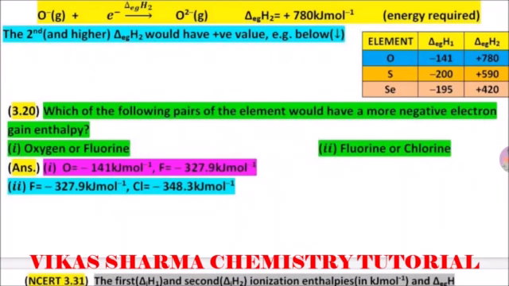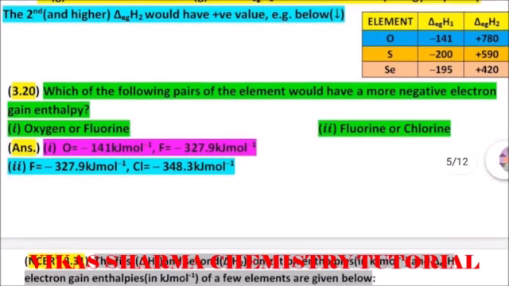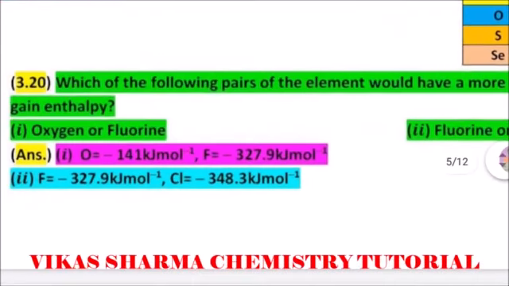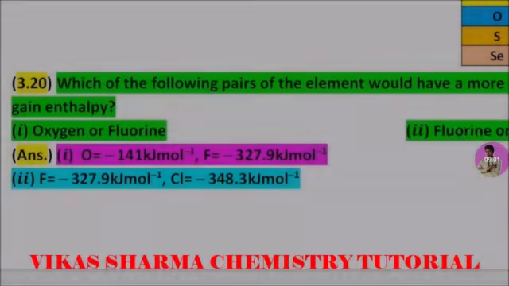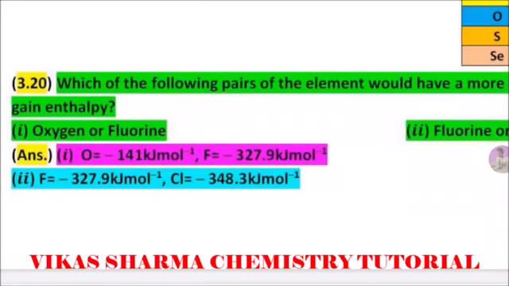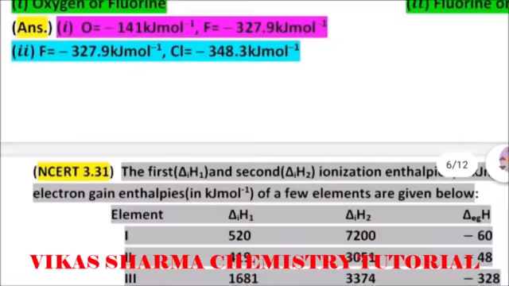First one: which of the following pairs of elements would have a more negative electron gain enthalpy? Oxygen or fluorine, and fluorine or chlorine in the second pair. In the first, oxygen is minus 141 kilojoule per mole and fluorine is minus 327.9 kilojoule per mole, so fluorine has the higher electron gain enthalpy in the negative way. In the second case, fluorine is minus 327.9 and chlorine has minus 348.3, so in comparison to fluorine, chlorine has the higher negative electron gain enthalpy.